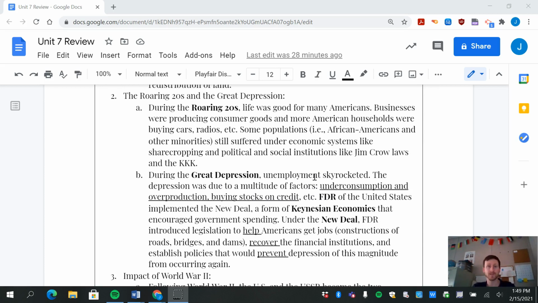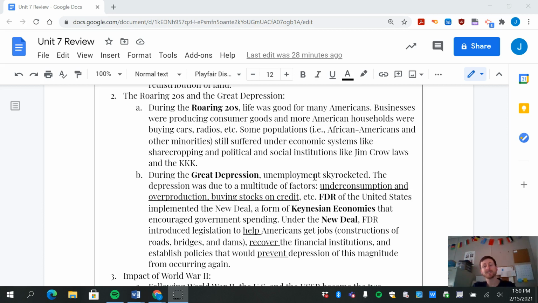And for a lot of Americans, life was really good in the Roaring Twenties. Businesses were producing a lot of goods. People were now buying those goods because they were now cheaper. So things like cars and radios become a lot more accessible to many Americans.